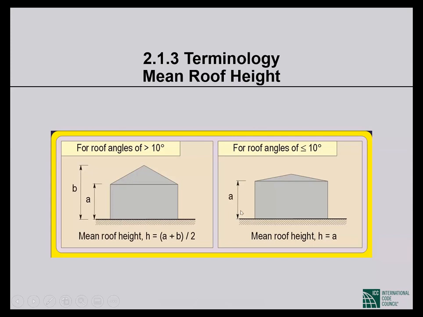This is an important detail. Always keep that in mind, okay? Theta less than 10 degrees, which is a lot of roofs, actually most roofs. So the mean roof height becomes the eave height.